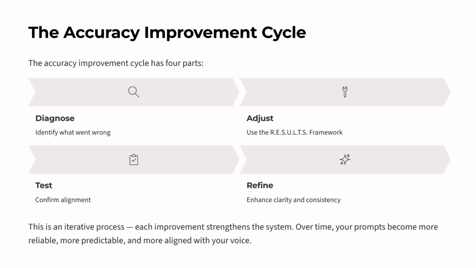The accuracy improvement cycle has 4 parts: diagnose, adjust, test, and refine. Diagnose the problem by identifying what went wrong. Adjust the prompt using the results framework. Test the new version to confirm alignment. Then refine it to enhance clarity and consistency. This is an iterative process. Each improvement strengthens the system. Over time, your prompts become more reliable, more predictable, and more aligned with your voice.